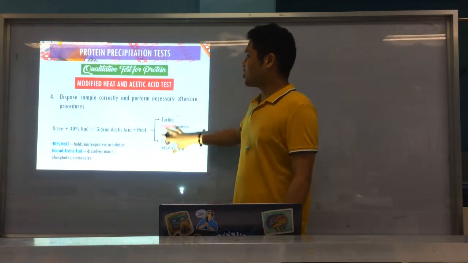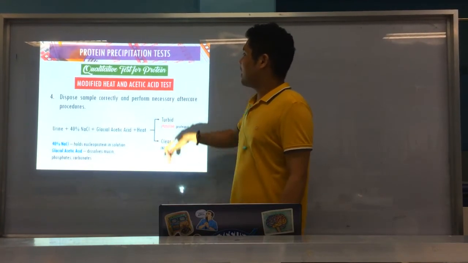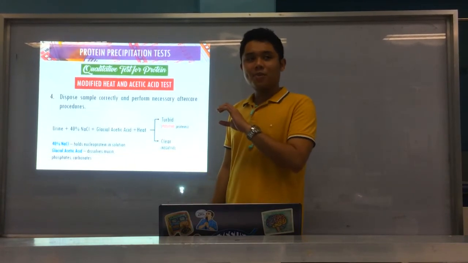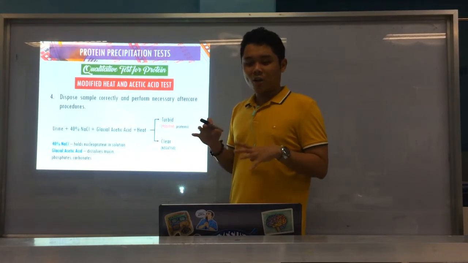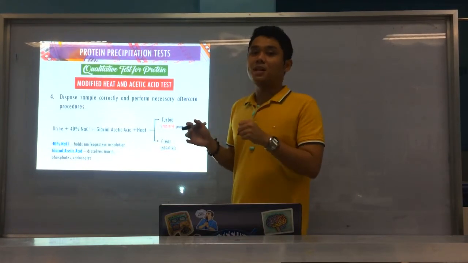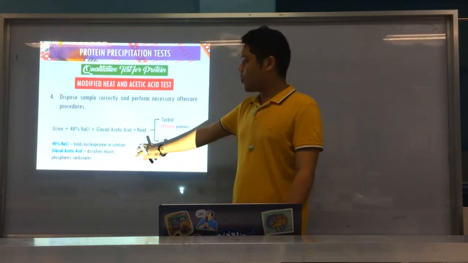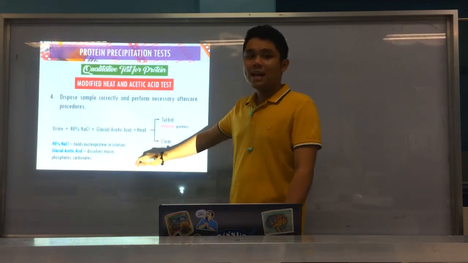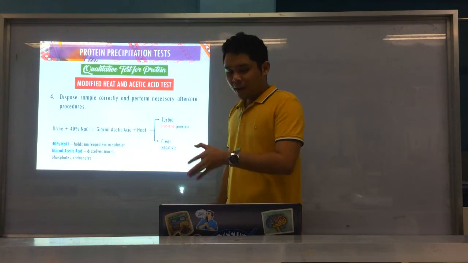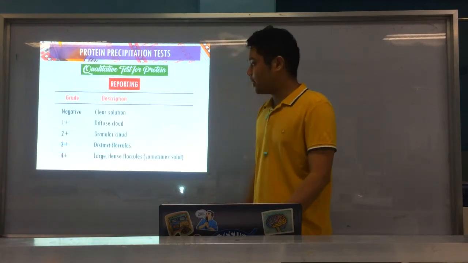Alright? Okay, so that is the modified heat and acetic acid test. Modified, by the name itself, means other reagents were added or there are slight changes in the procedure. Alright? Okay, so again, for this, we added 40% NaCl and glacial acetic acid, still using heat. Okay, alright. So, for reporting, since this is qualitative, right?